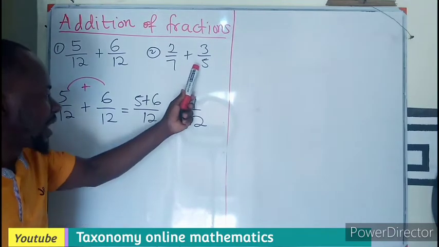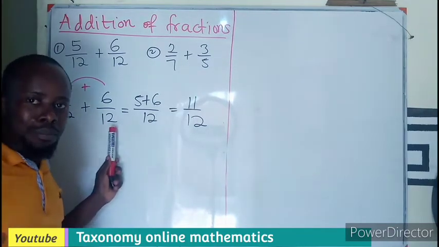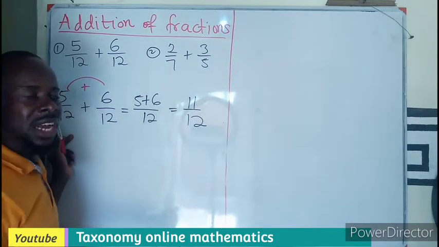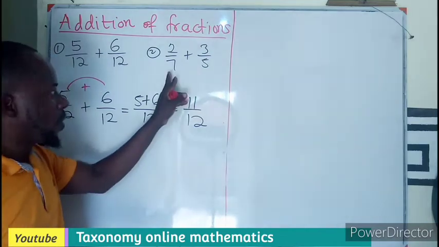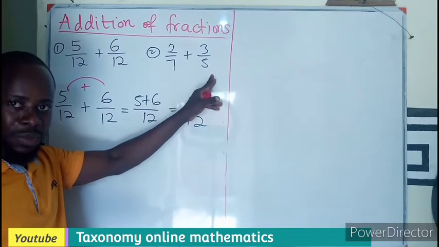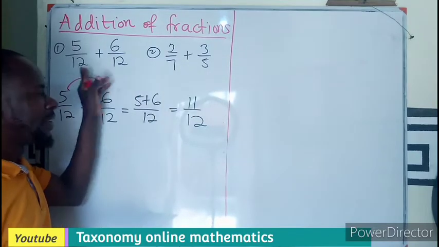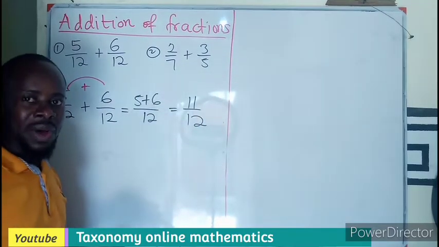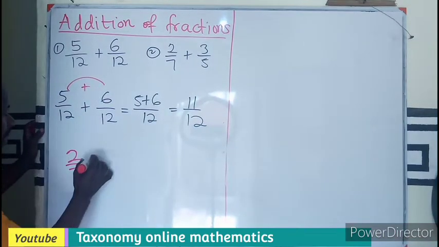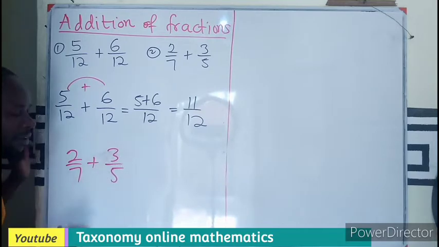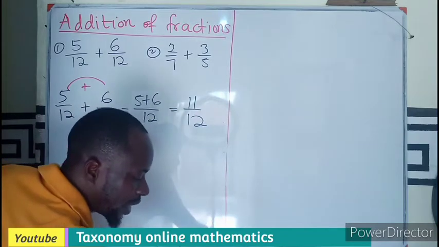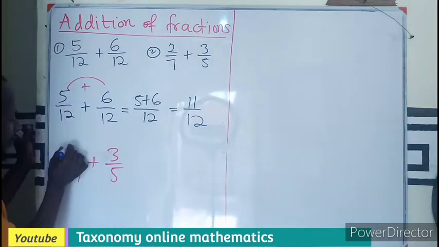So any fraction that is not in that form, we must make sure that they are in this form for easy calculation. So for the second fraction, you will see 7 and 5 are not the same. So we need to make them the same in order to arrive at our answer. But there is an easy way of getting that. So 2 over 7 plus 3 over 5. For us to be able to have the same denominator, we can take this fraction diagonally.